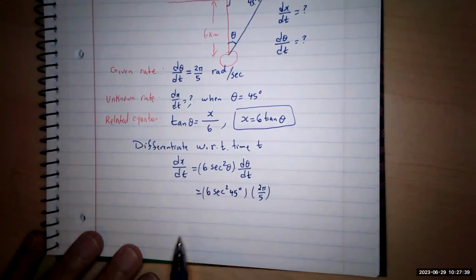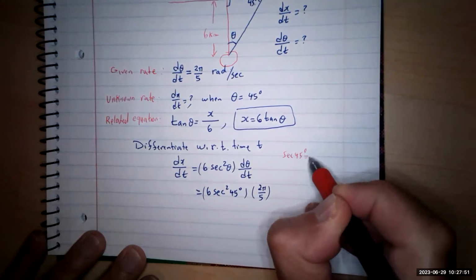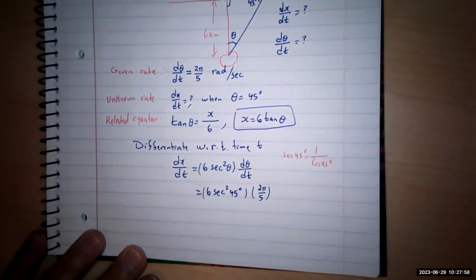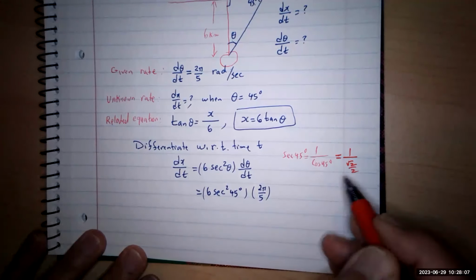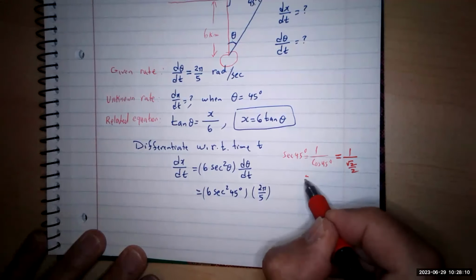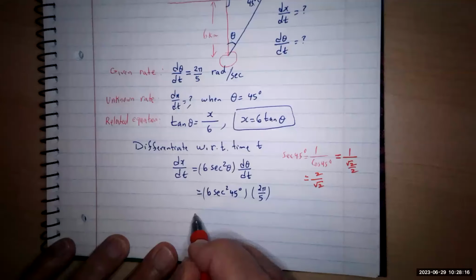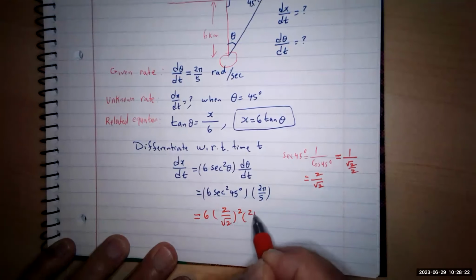You have to find the secant of 45. You can do it over here or just do it separately. Secant is 1 over cosine. Secant of 45 degrees is 1 over cosine of 45, and the cosine of 45 is radical 2 over 2. So this is 1 over radical 2 over 2. Use the reciprocal, so that gives you 2 over radical 2. You square this, so it's going to be 6 times (2 over radical 2) squared times 2 pi over 5.